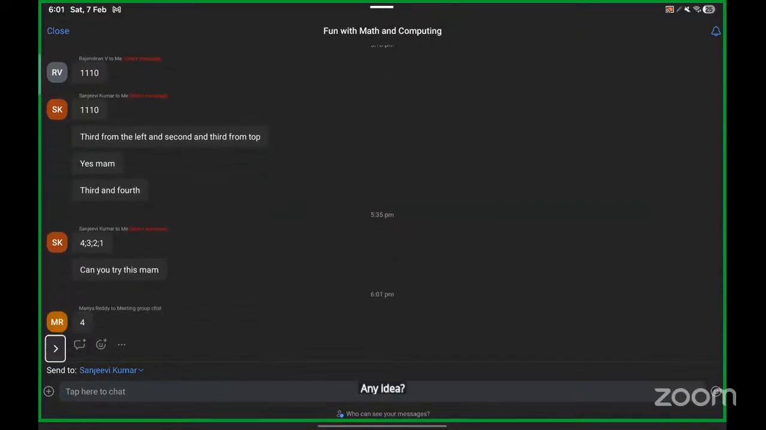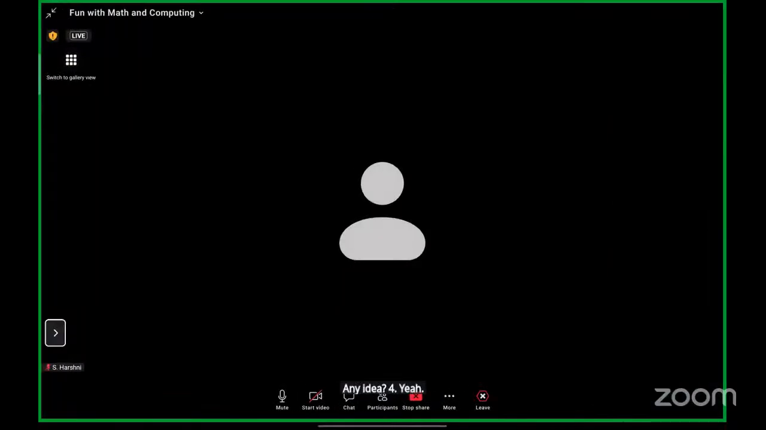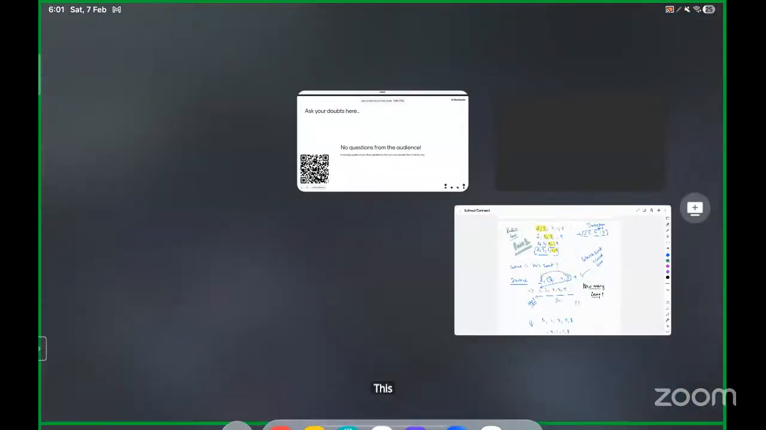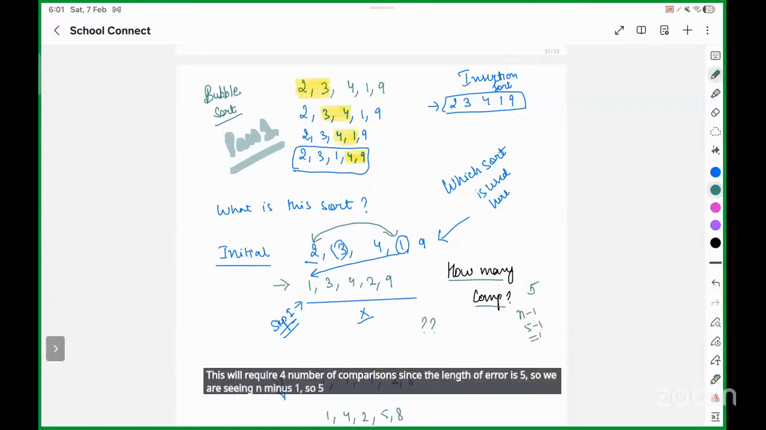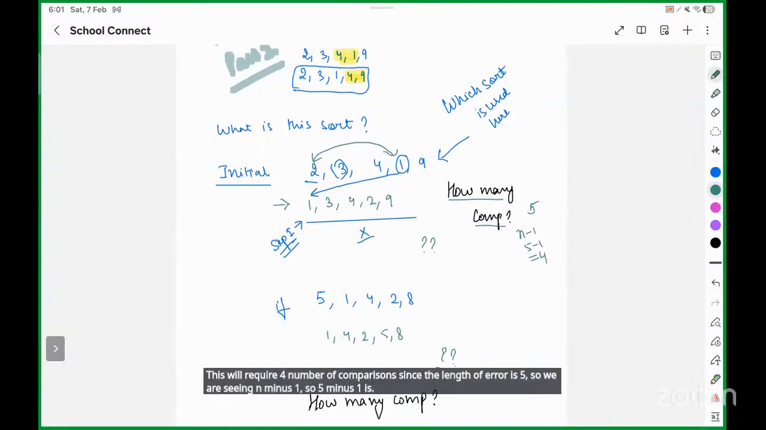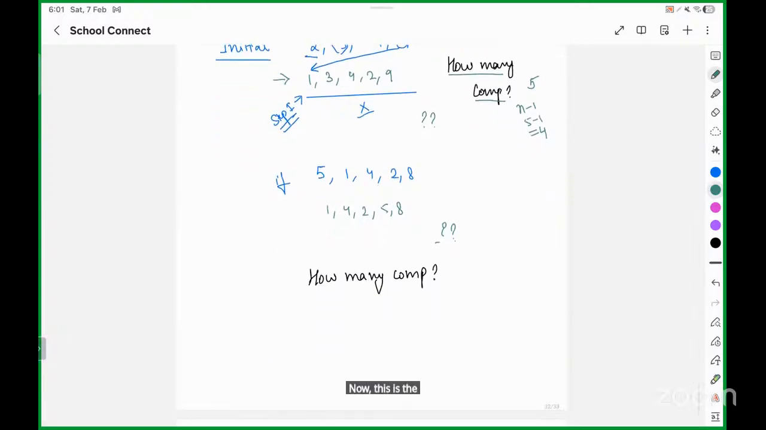4. Yeah, you are right. This will require 4 comparisons, since the length of the array is 5, so we are saying n minus 1, so 5 minus 1 is 4. Now this is the last question and then we will wrap up.